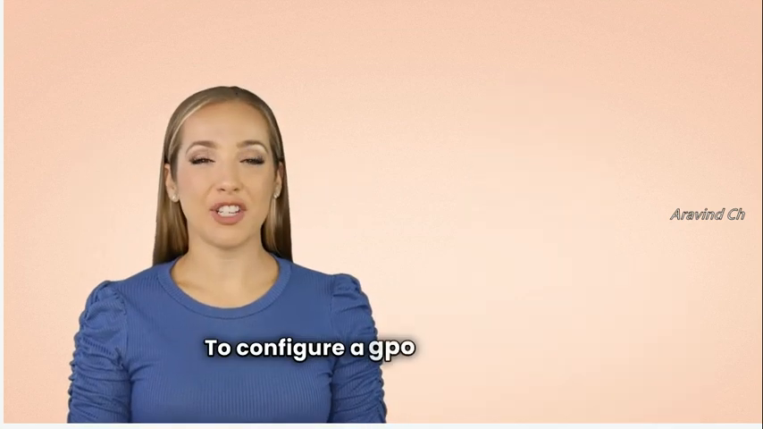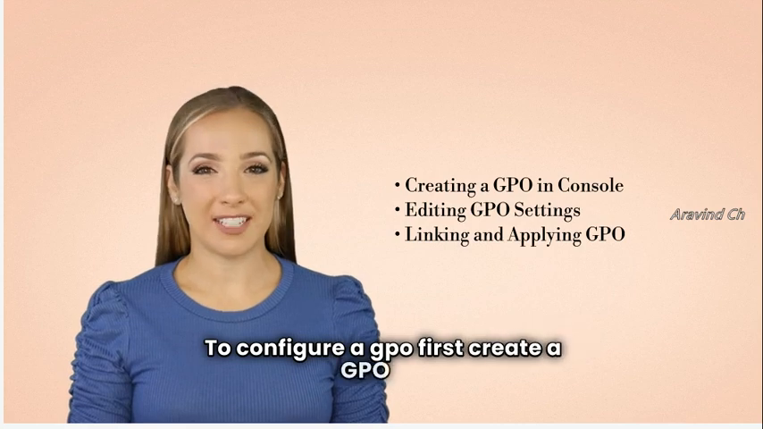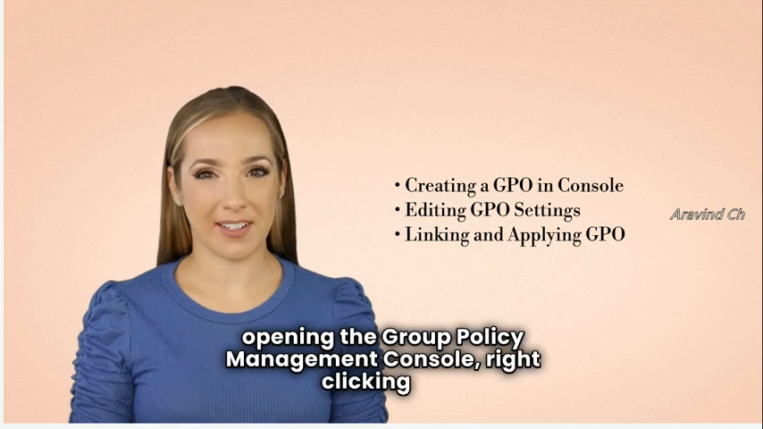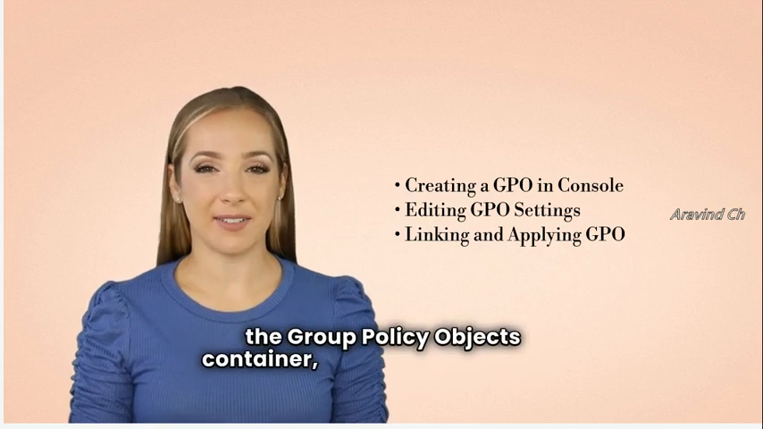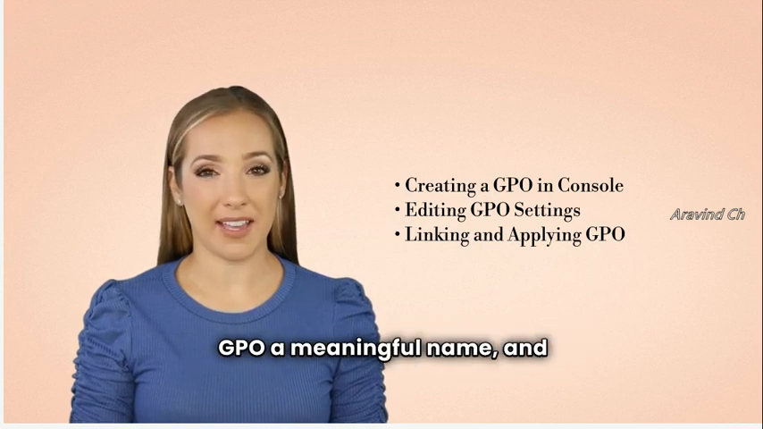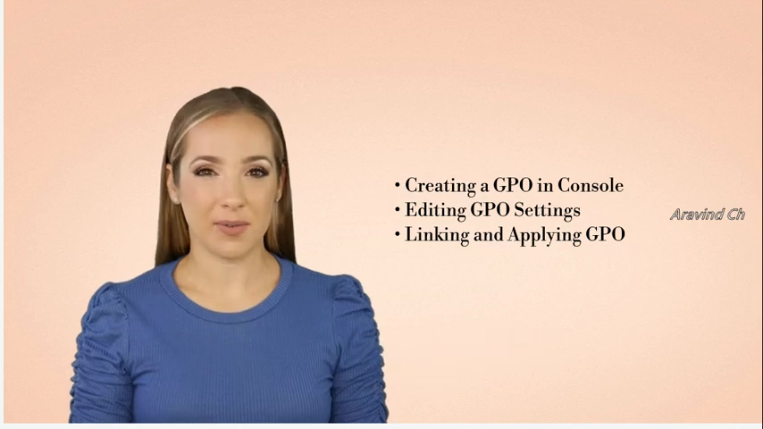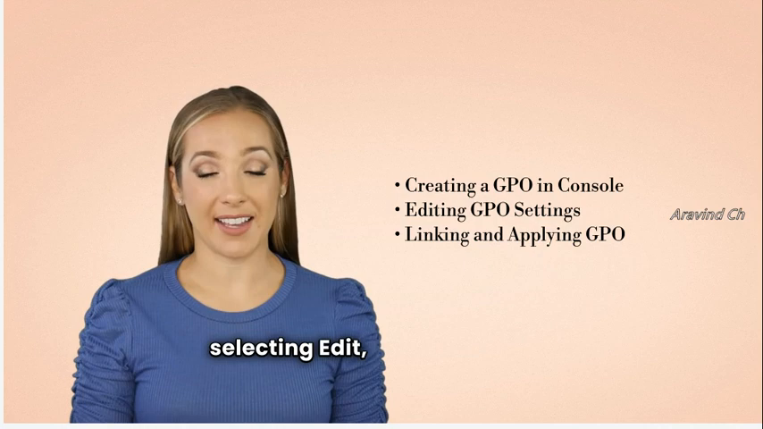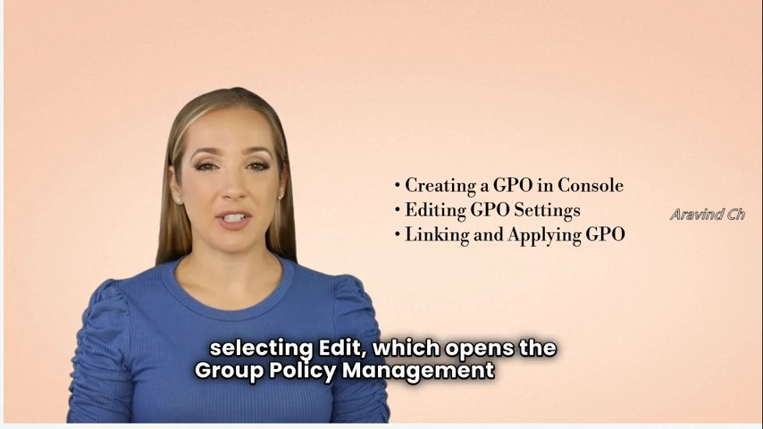To configure a GPO, first, create a GPO by opening the Group Policy Management Console, right-clicking on the Group Policy Objects container, selecting New, giving the GPO a meaningful name, and clicking OK. Next, edit the GPO by right-clicking it and selecting Edit, which opens the Group Policy Management Editor.